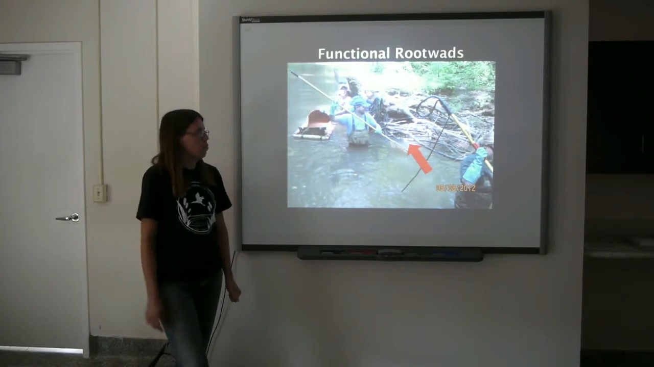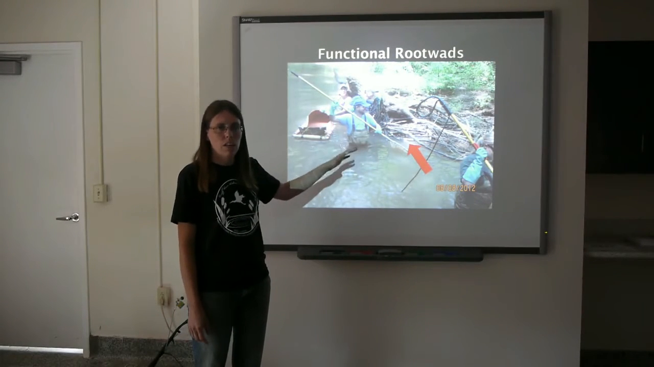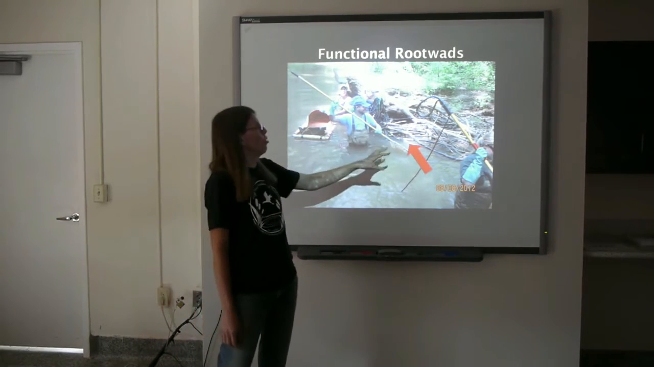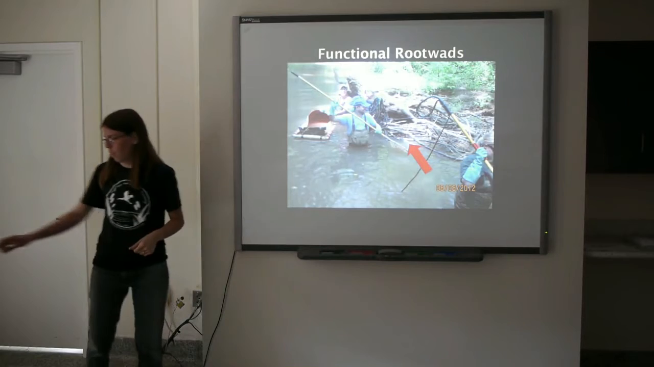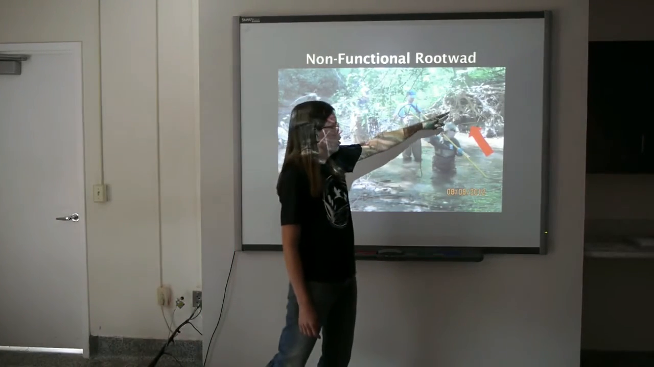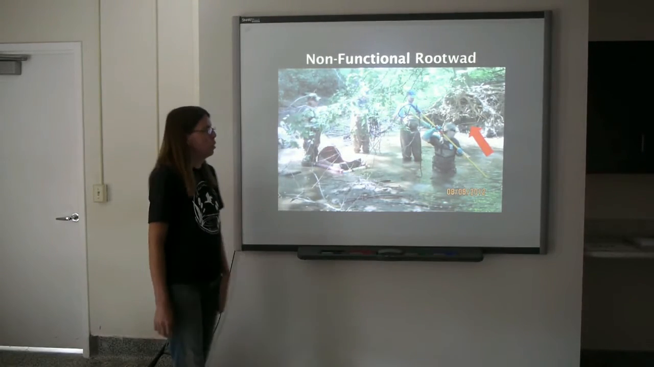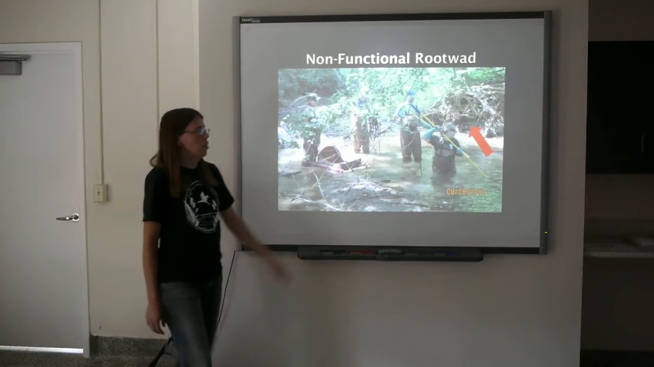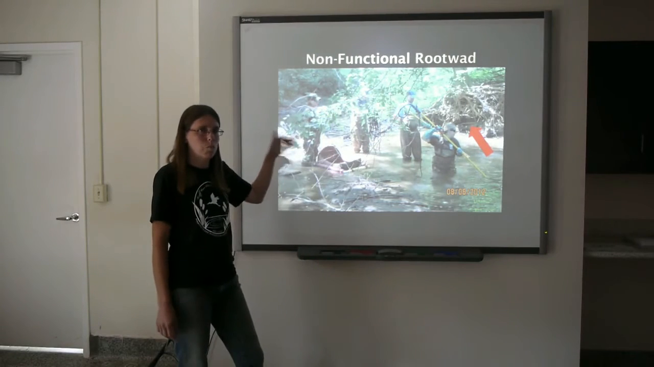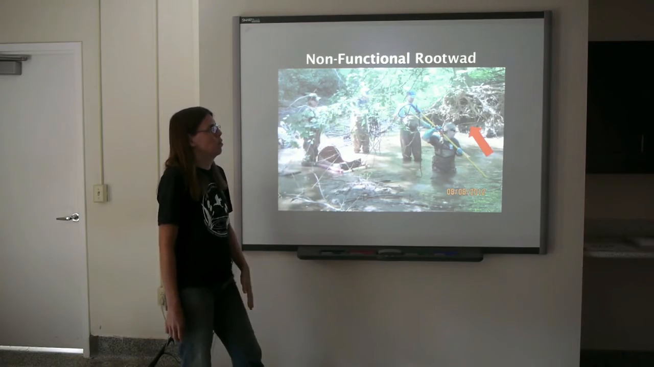Talk a little more about the functionality. These root wads here that are in the water, they're right on the edge, in a fairly deep pool. This is a very functional root wad. Compare that to this root wad right here that is not even touching the water. There's a couple feet gap between the root wad and the water. This is currently not a functional root wad. If the water level was much higher, it might become functional, but at this stage, this is not a functional root wad.